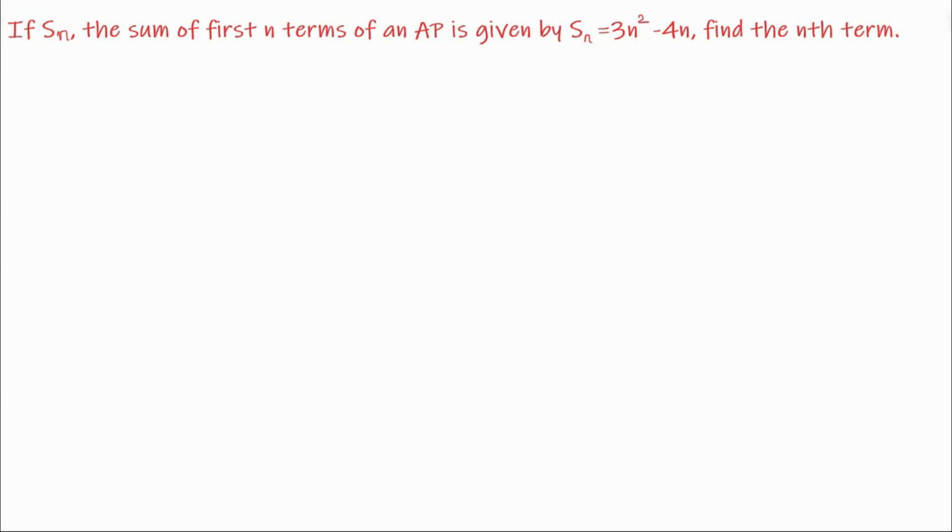Moving on to the next question. If Sn, the sum of first n terms of an AP, is given by Sn equals 3n square minus 4n, find the nth term. Now in order to find the nth term, which is an, the formula is an equals a plus n minus 1 times d. So from this we see, in order to solve this, we need to know the value of a and d.